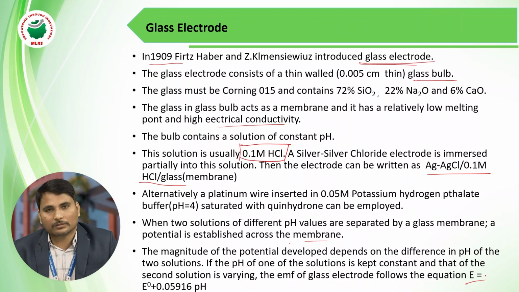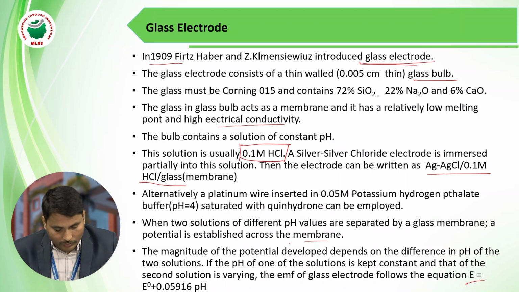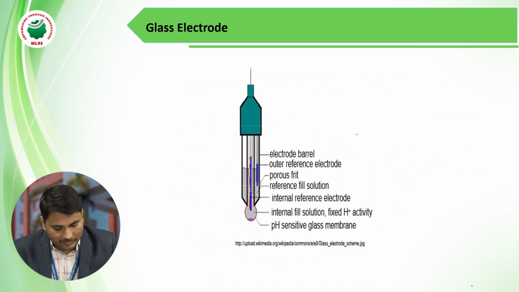To find the potential value with the glass electrode, we simply use this formula: E is equal to E naught plus 0.0591 into pH. E means the cell, and E naught means the standard cell. The value 0.0591 came from the Nernst equation, and pH is found by connecting the glass electrode with the pH meter. This is about the glass electrode. It is a simple diagram to understand it.